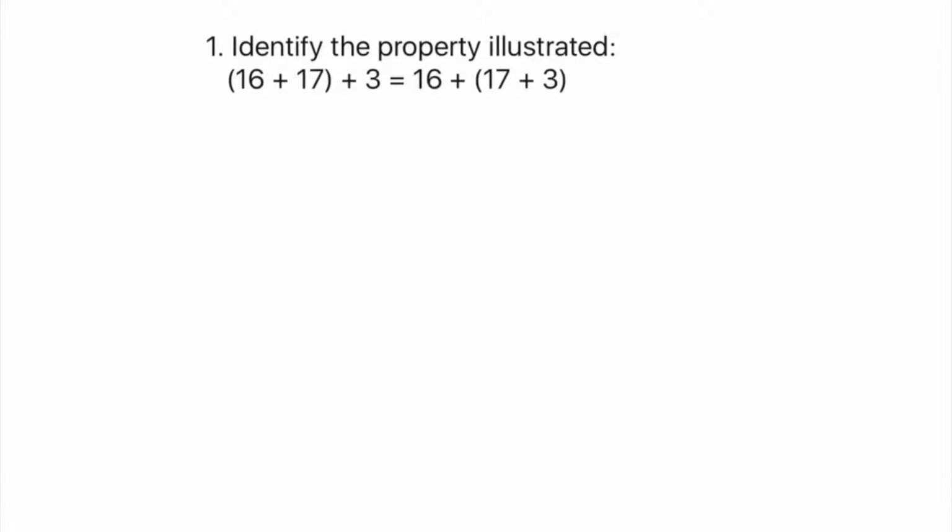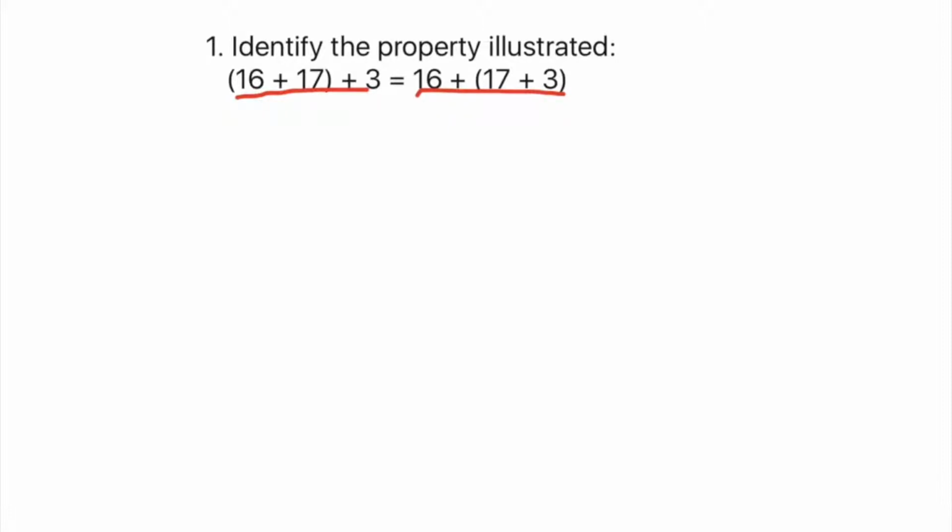Identify the property illustrated. 16 plus (17 plus 3) equals 16 plus (17 plus 3). If you noticed, the order of the numbers didn't change. 16 plus 17 plus 3, 16 plus 17 plus 3.